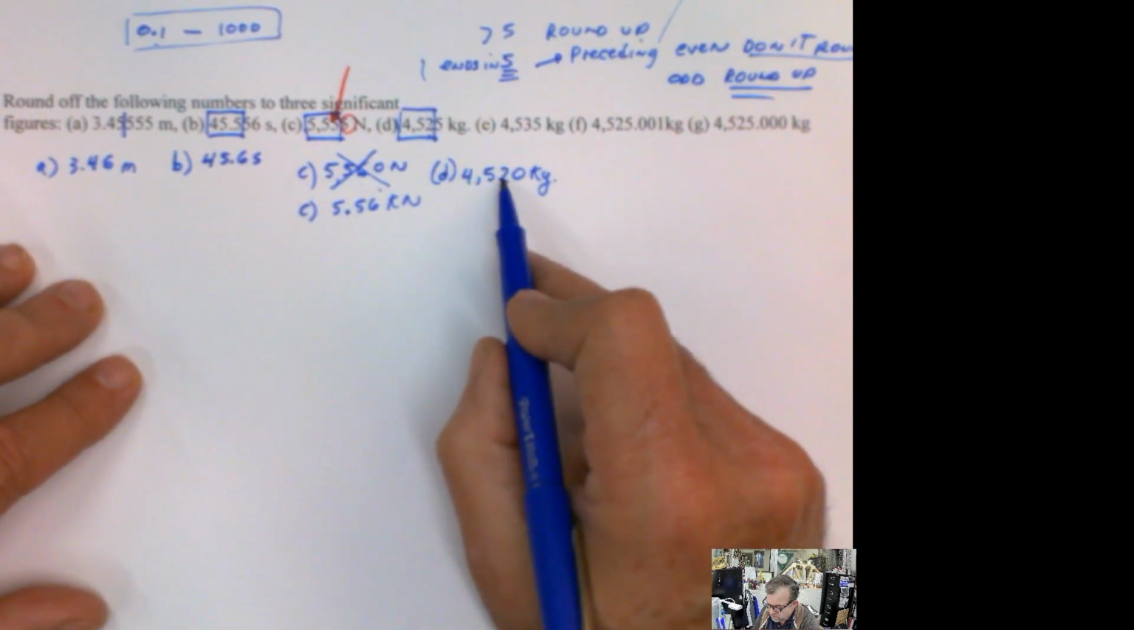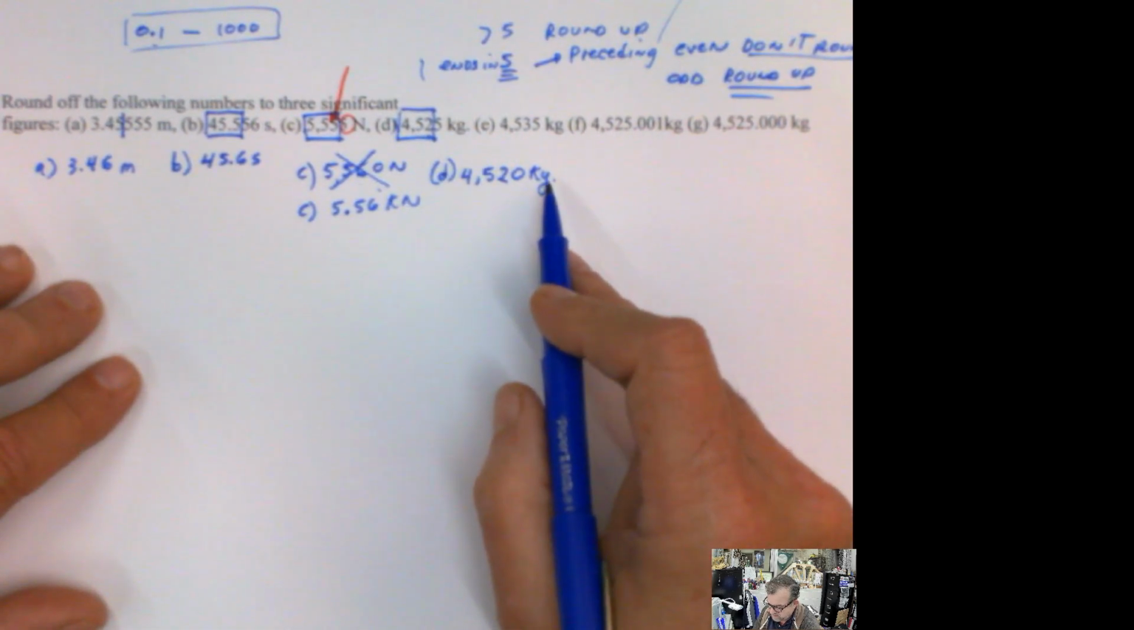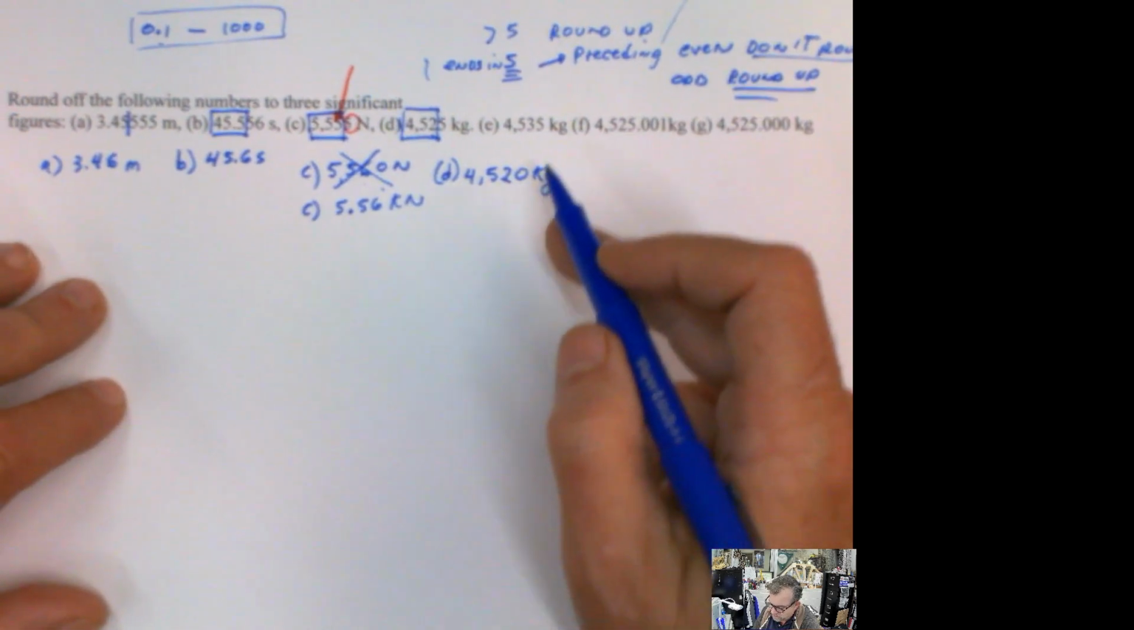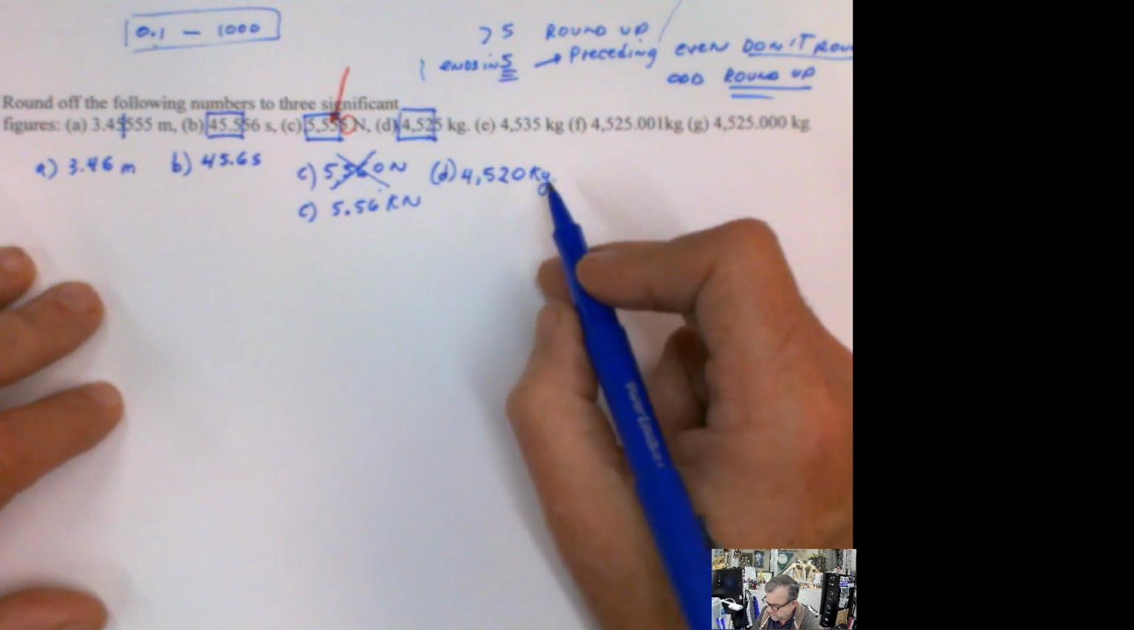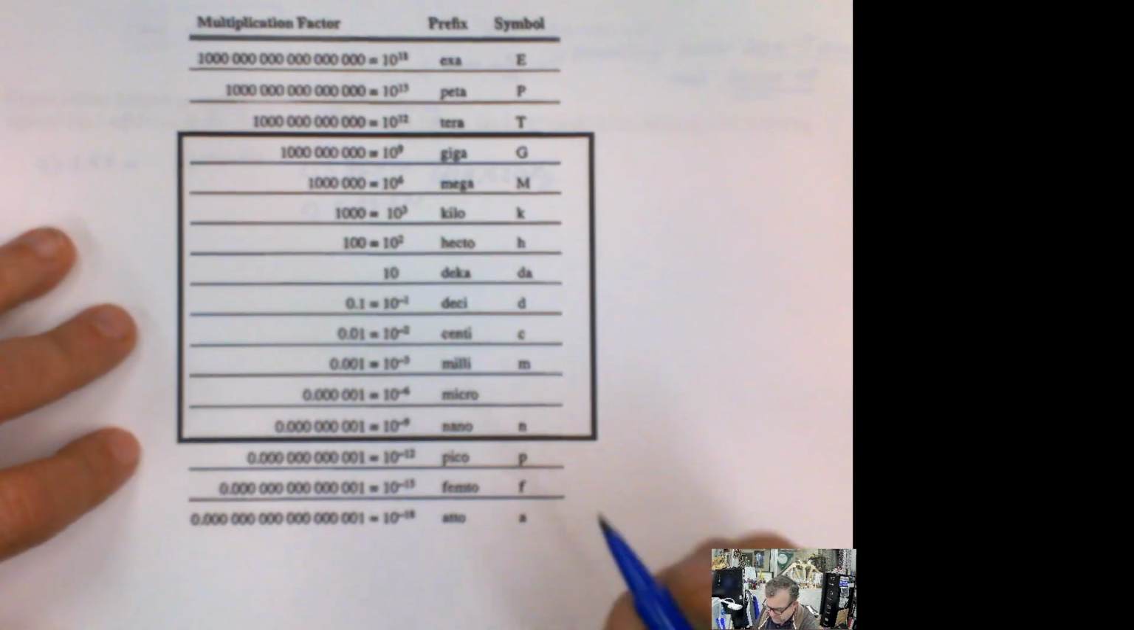However, this number is bigger than 1000. So then we have to use the prefixes. What is the prefix that goes one step above kilogram? Remember, kilogram is 10 to the third. The prefixes are very common. You can find them basically everywhere.